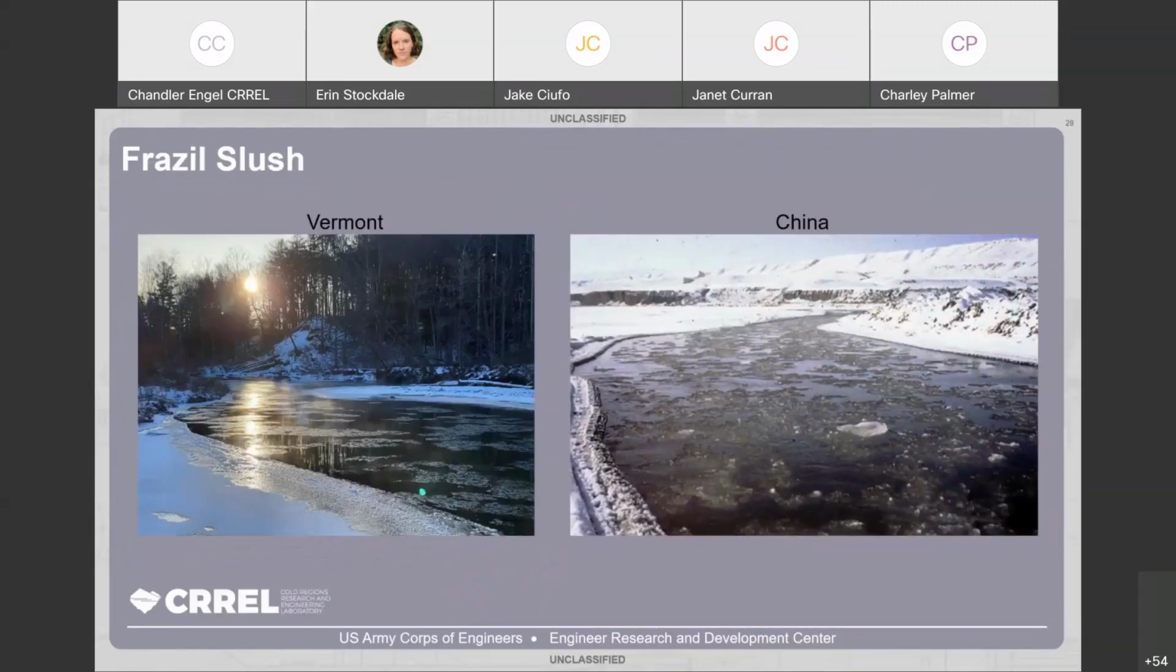Okay, so we've talked about deposition. Now we're talking about the other direction. If Frazil ice forms slush and rises to the surface, it can evolve in shape and size depending on the river environment.